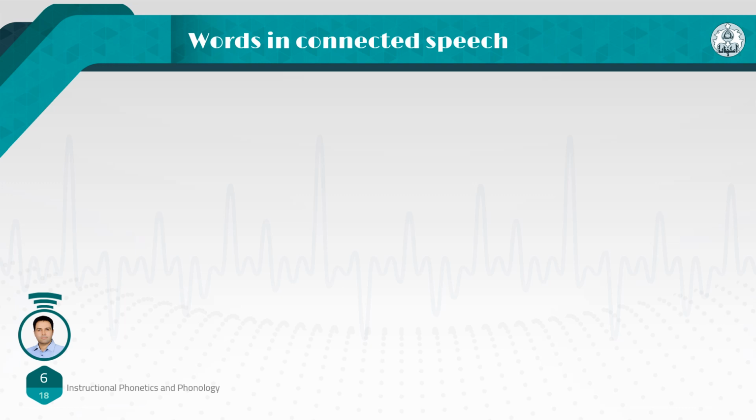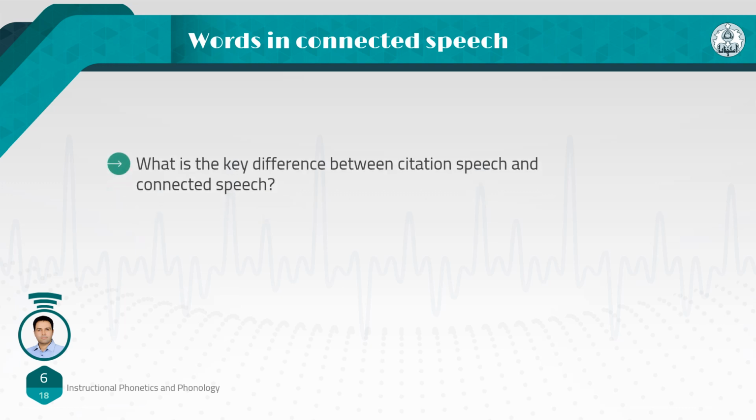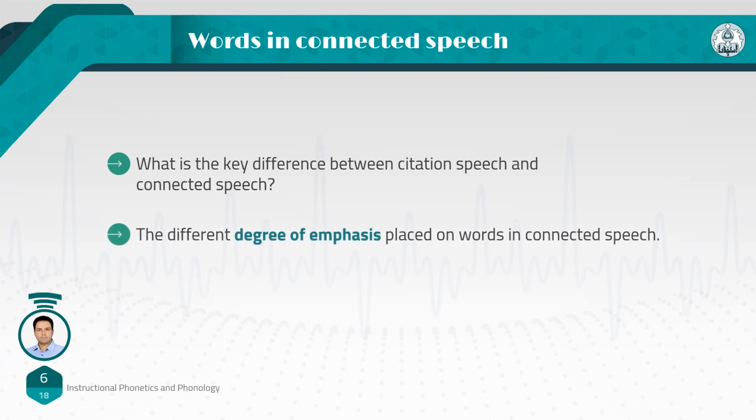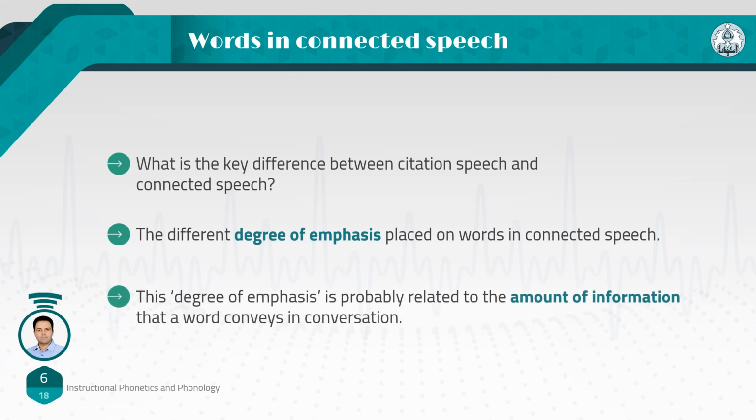Now, try to answer this question. What is the key difference between citation speech and connected speech? In fact, the key difference between citation speech and connected speech is the variable degree of emphasis placed on words in connected speech. The degree of emphasis is probably related to the amount of information that a word conveys in a particular utterance in conversation.